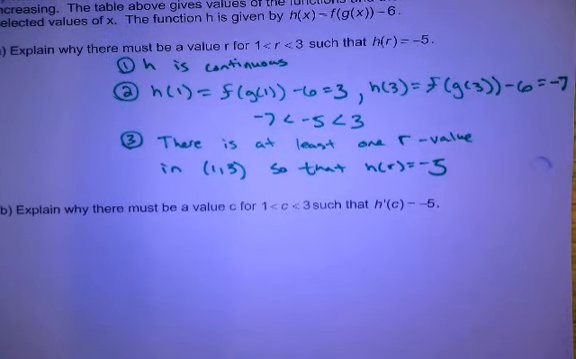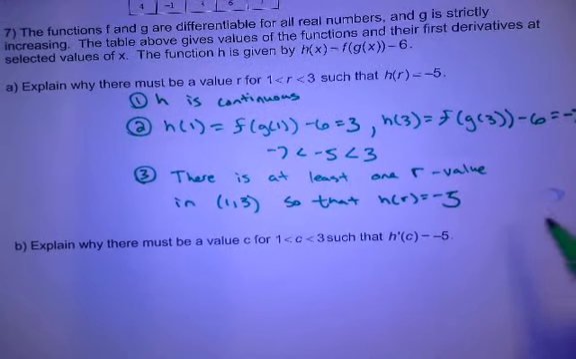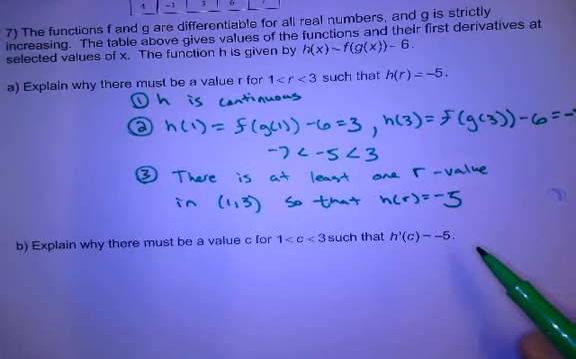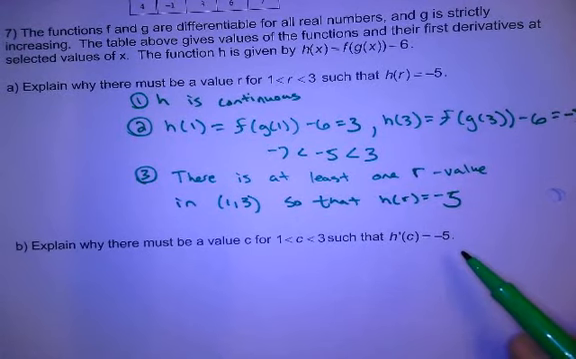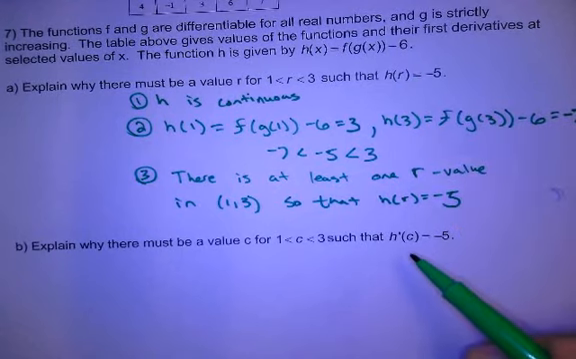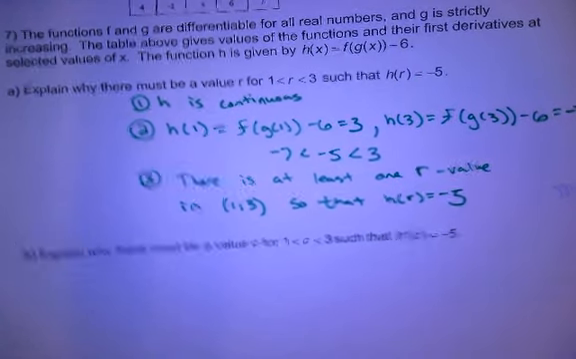Alright, next one, B. Explain why there must be a C value between 1 and 3 such that h prime of C is equal to negative 5. Which one is this one? How is this one MVT? It's the derivatives. What's the difference between IVT and MVT? Knowing which one to do. Regular versus the derivative. MVT is the derivative. So how do I do MVT now?